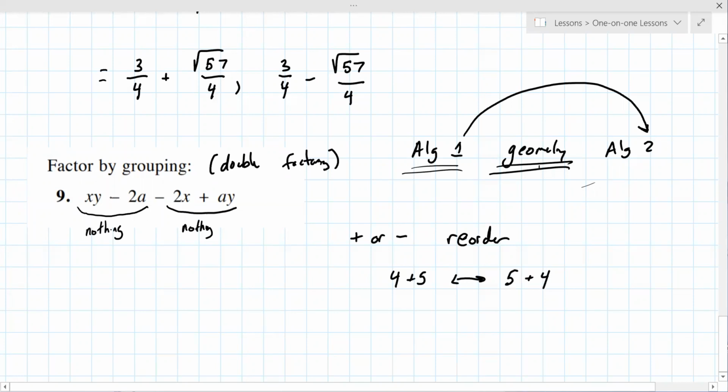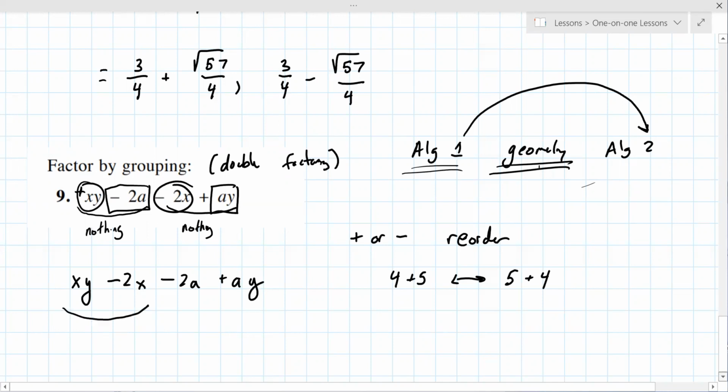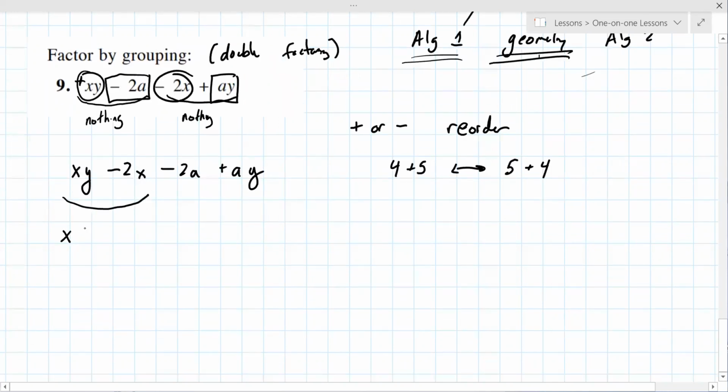So here, if we keep in mind that this is positive, we can rearrange. Let's go xy minus 2x. I grab this first one and this one, minus 2a plus ay. So I grab those two and move those. Now, is there anything common to the first two terms? The x. So we factor x out: y minus 2. As a reminder, if you were to distribute the x, you should get back to the previous line. It would be xy minus 2x, which is what's up here.